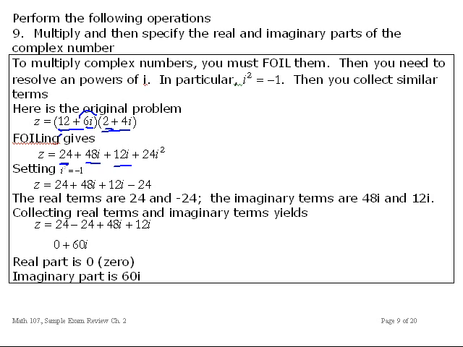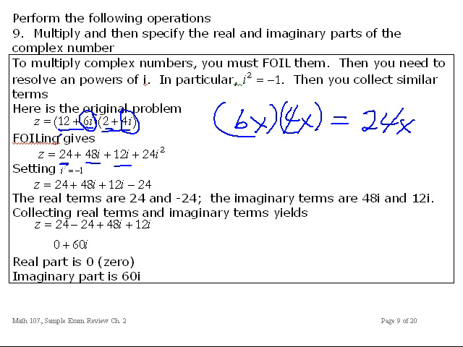Here's the problematic one. I have 6i times 4i, which is 24i squared. If I had 6x times 4x, you would know that that would be 24x squared. Well, the i operates just like that. It's only a symbol. It can't be ignored. So I would have that i squared term. That's the first step in multiplying these complex numbers.